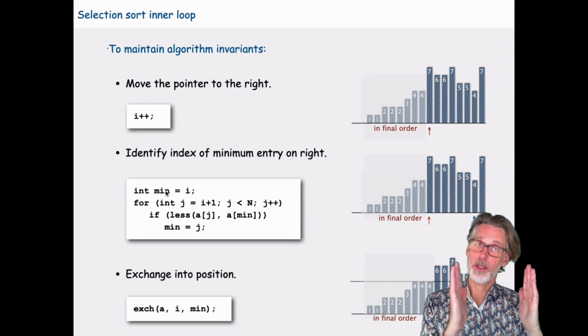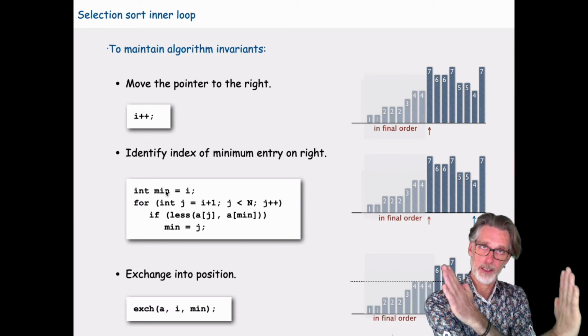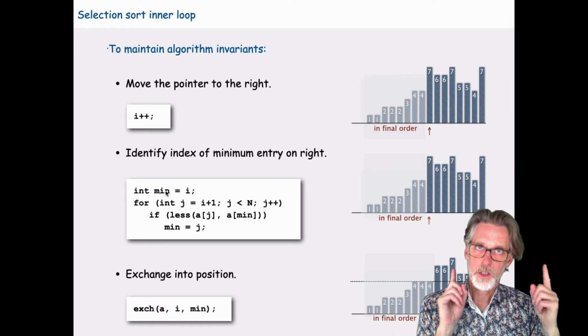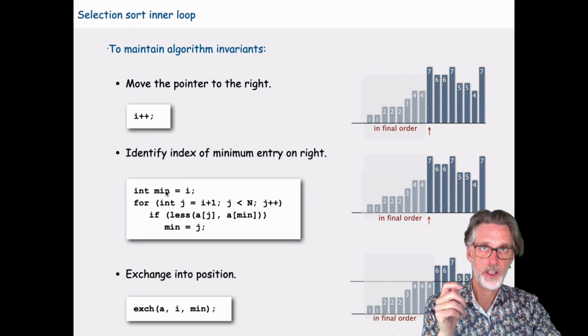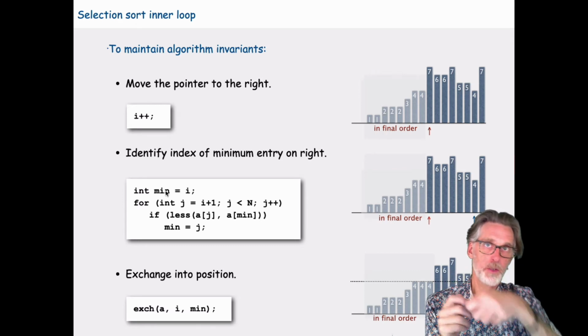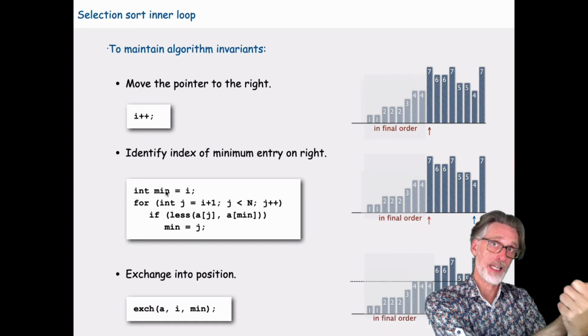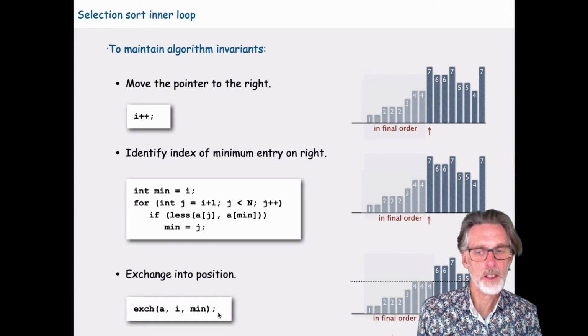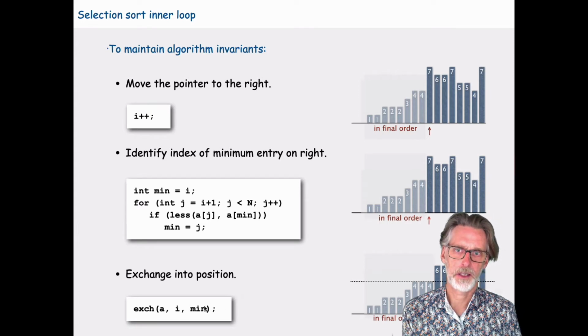Because eventually, once I find that minimum element, I want to swap it. And in order to do the swap, I need to know the position of that min, not just its value. I don't want to just write the value into I. I want to swap the value that's currently in I over to the min as well. And so we're going to use an exchange method that does this exchange for us.